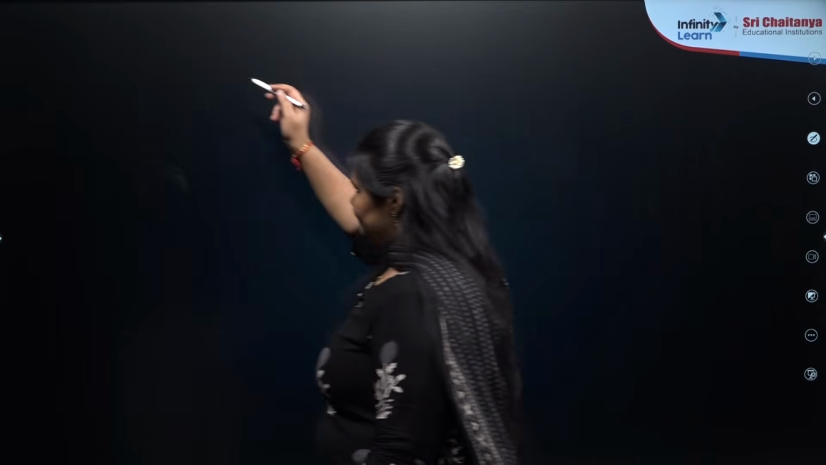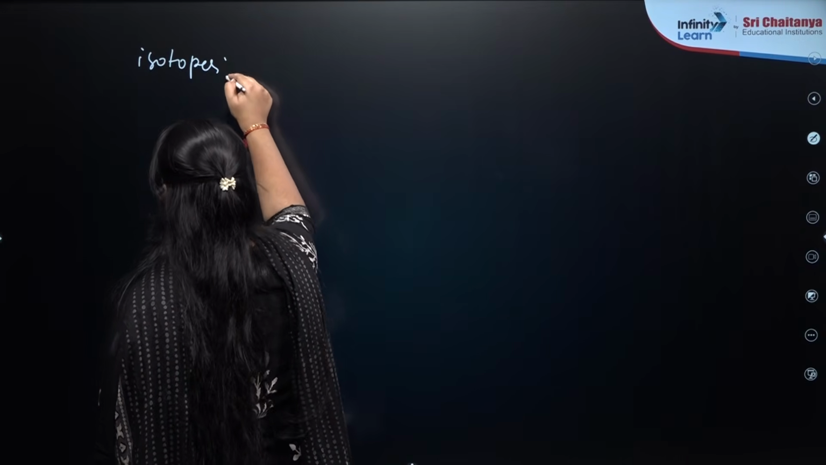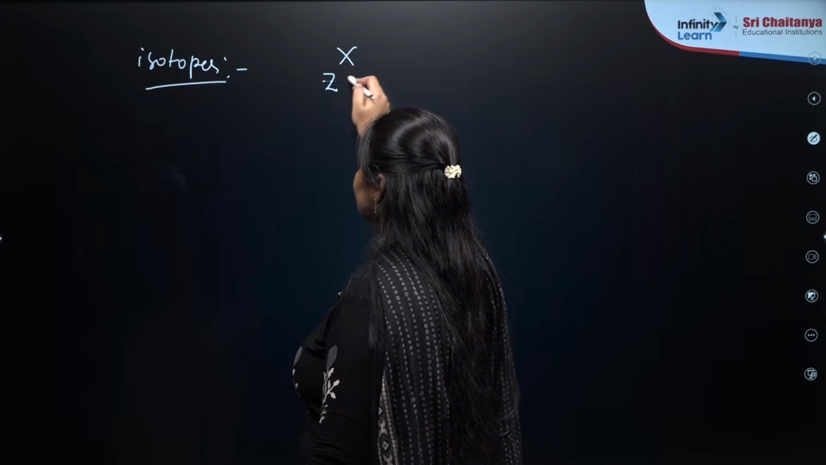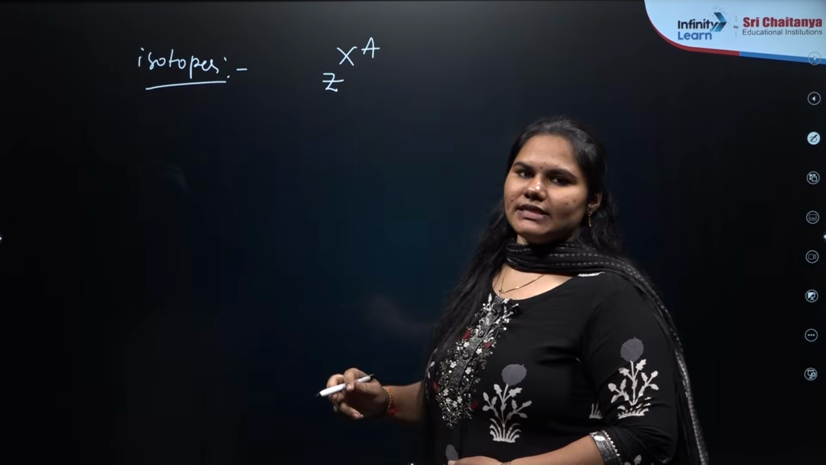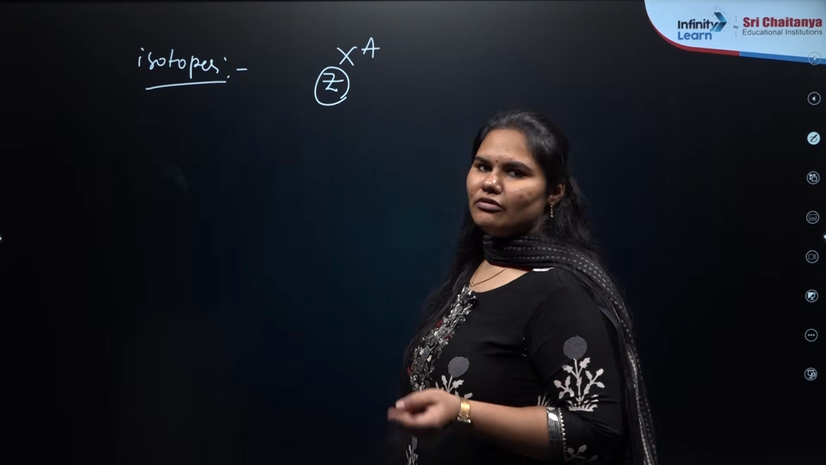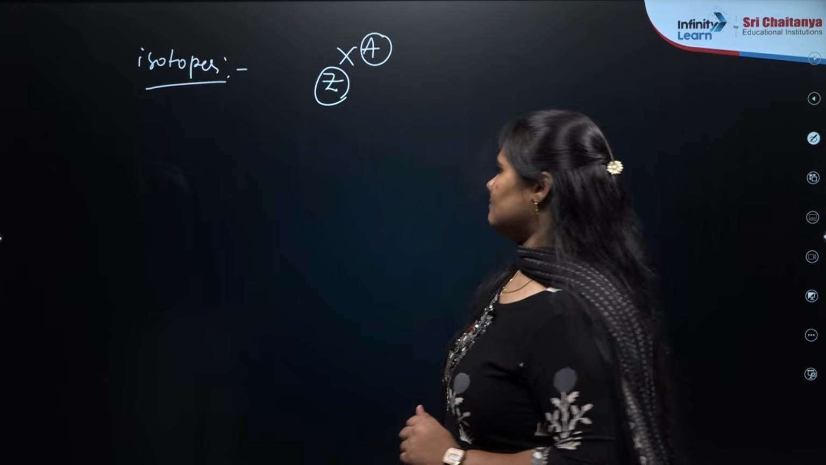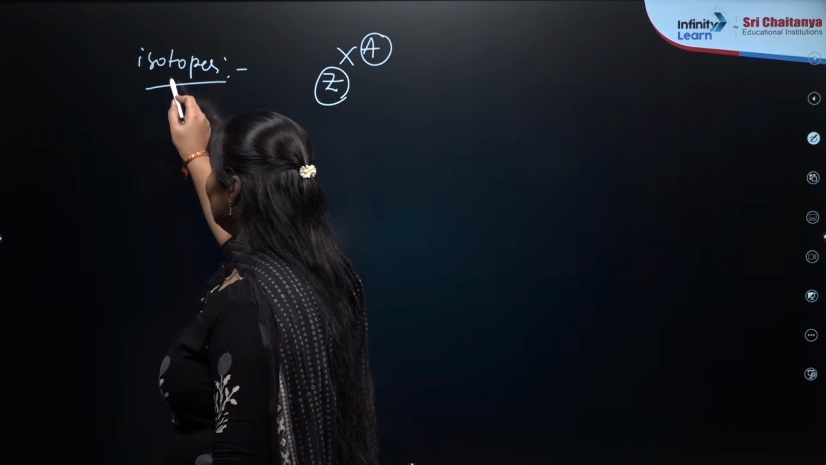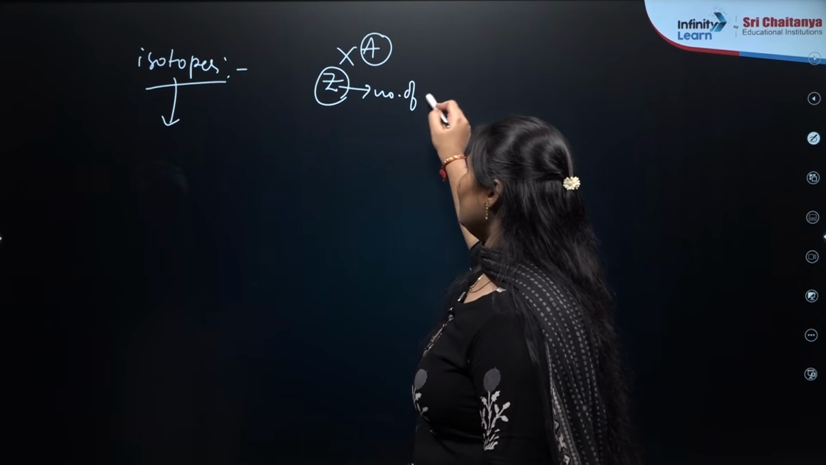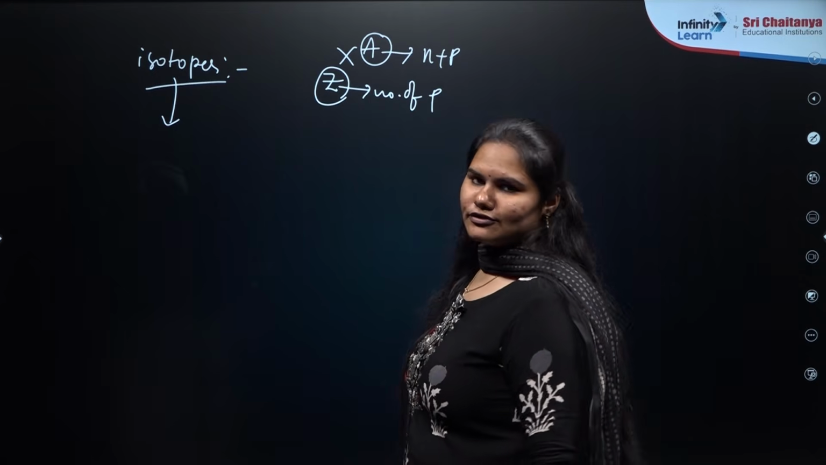Now let us see what isotopes are. We all know the element representation, X with Z and A. What is X? X is the element symbol. What is Z? Z is the atomic number. What is A? A is the atomic mass number. Atomic number is the number of protons, and atomic mass number is the number of neutrons and protons together.